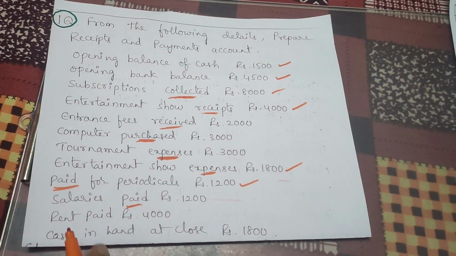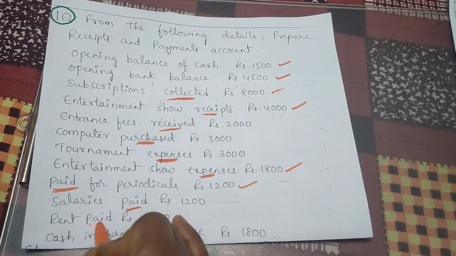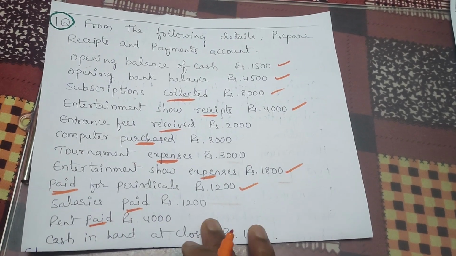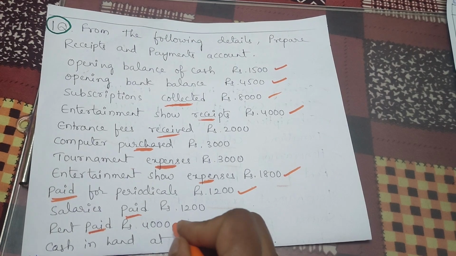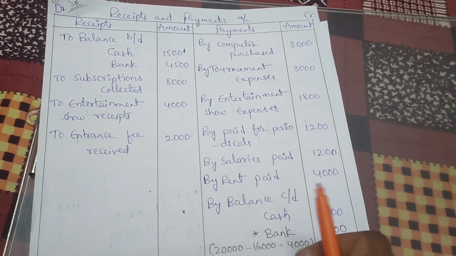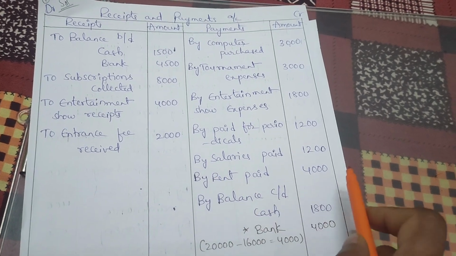Next one is rent paid. Here again it is a payment, paid 4000 rupees. So let us record this also under payments. By rent paid 4000.